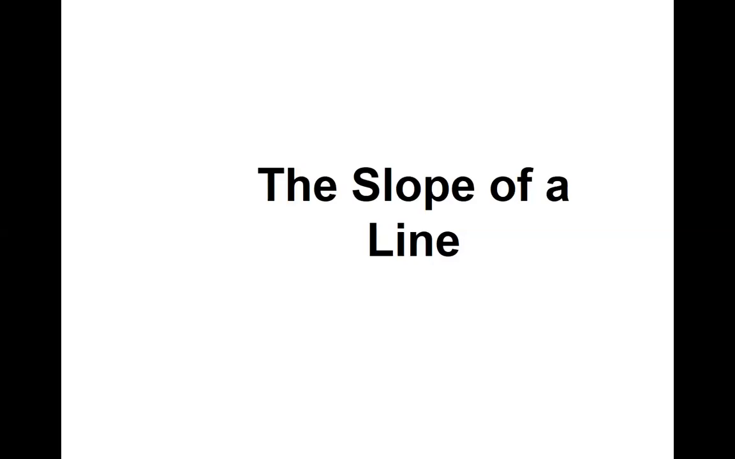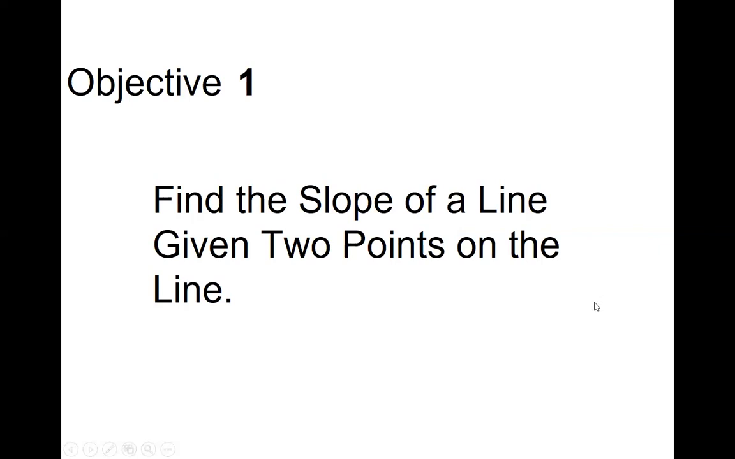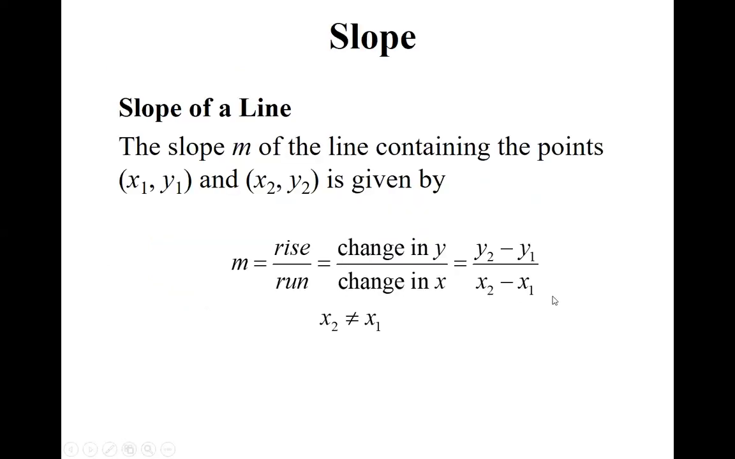The topic is slope of a line. Objective 1 in this topic is find the slope of a line given 2 points on the line. And in order to find the slope of a line, we need the slope formula.